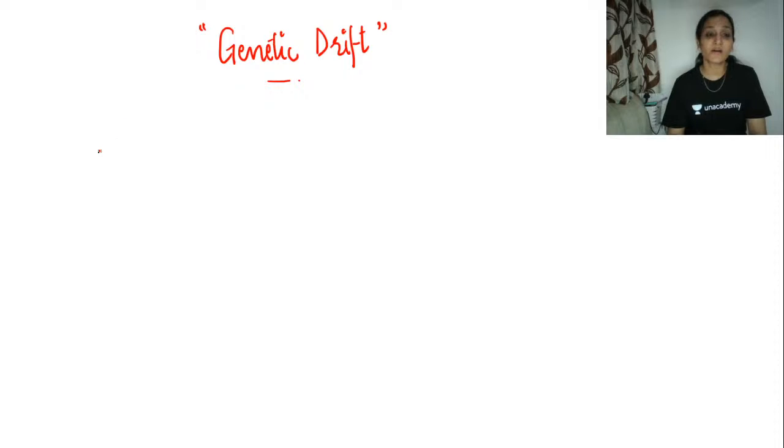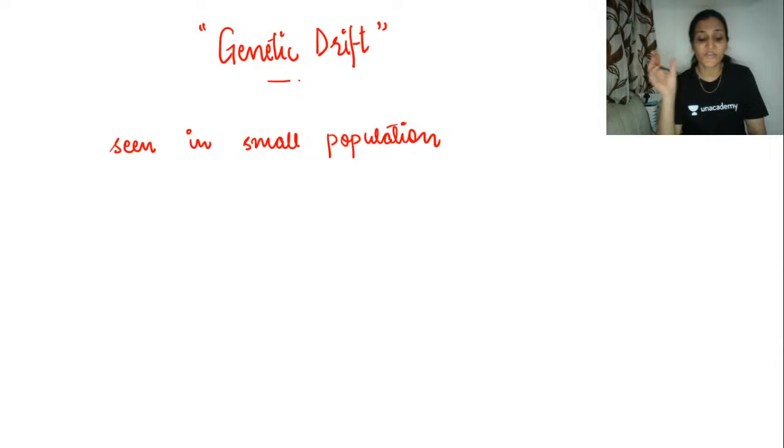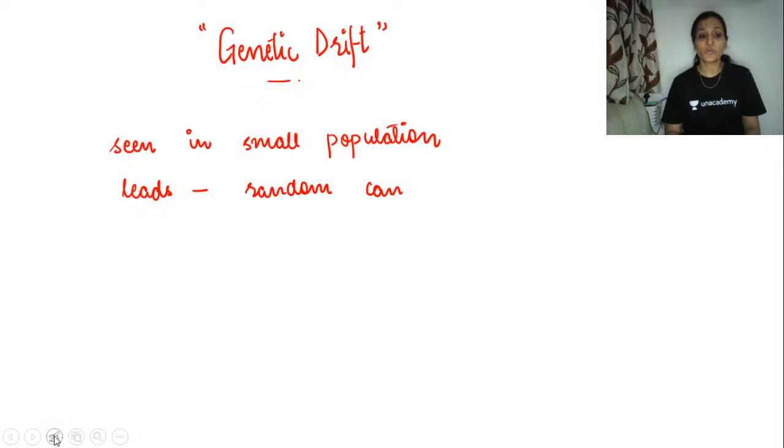The most important thing is that it is seen in a small population. If the population is very small, genetic drift can be seen. Then it leads to random changes. It is not directional. No one has pre-decided that this is going to be selected. It is completely random. It is just a matter of chance.